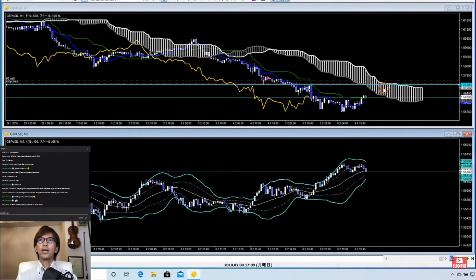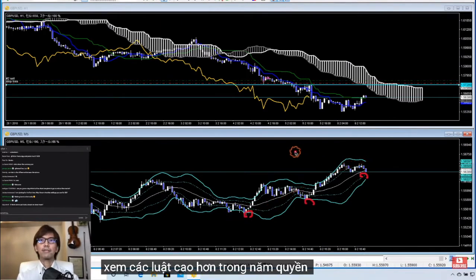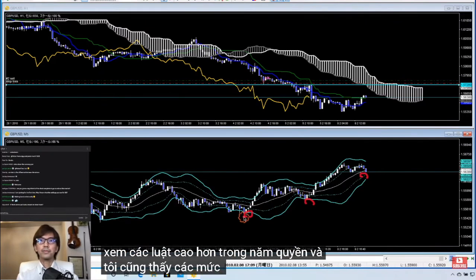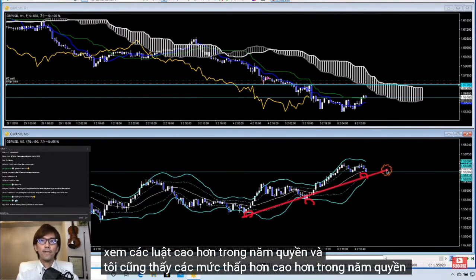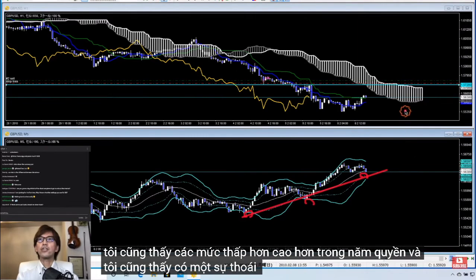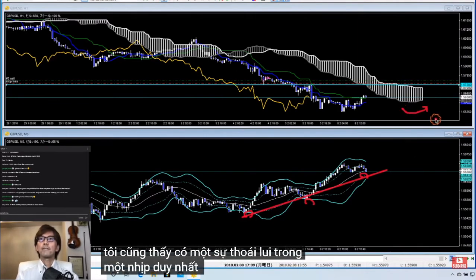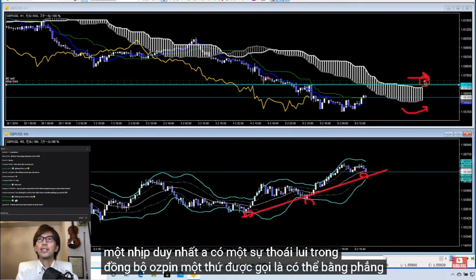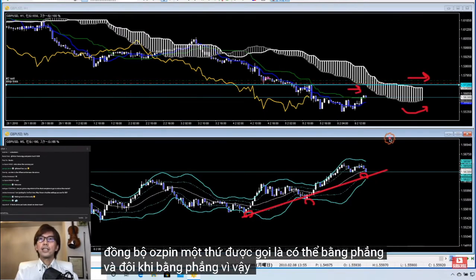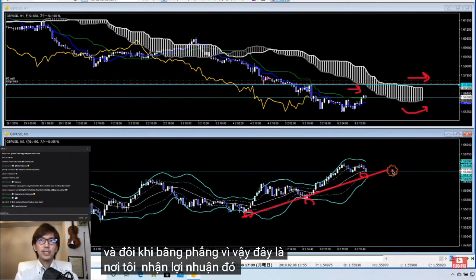Okay, now it's breaking the Kijun-sen again, and I see there are higher lows. I see the higher lows in the 5, right? And also I see there is a retracement in Senkou Span A, Senkou Span B flat, and Kijun-sen flat. So this is where I take that profit.